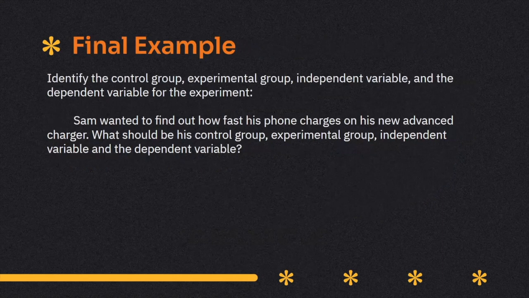Finally, we're going to talk about the final example. Sam wanted to find out how fast his phone charges on his new advanced charger. What should be his control group, experimental group, independent variable, and dependent variable?